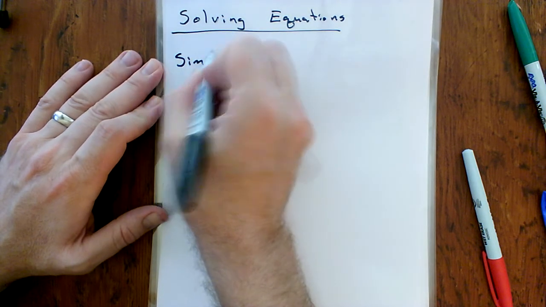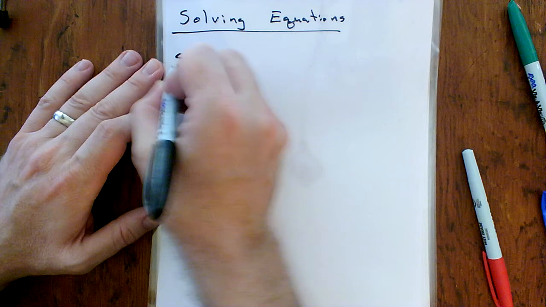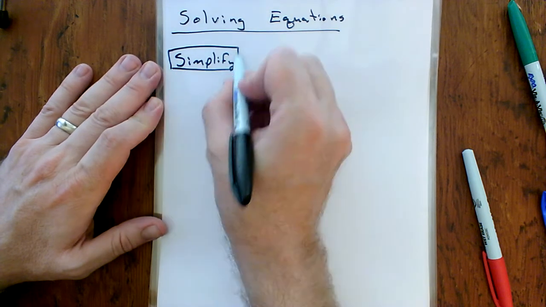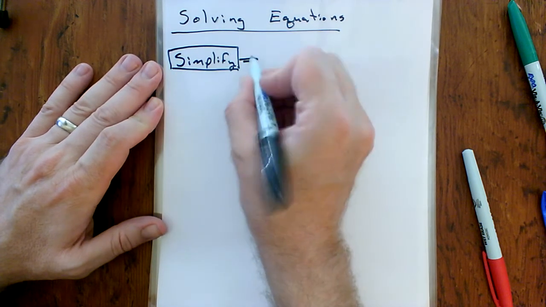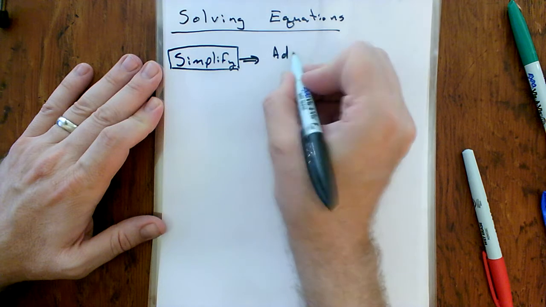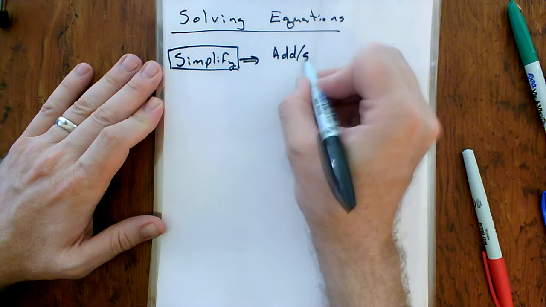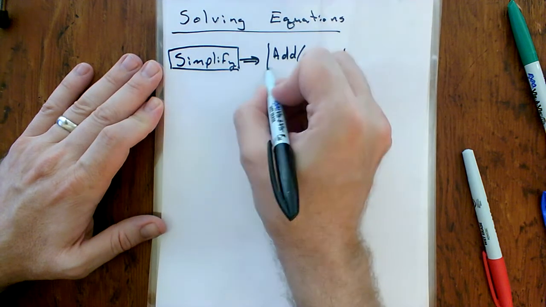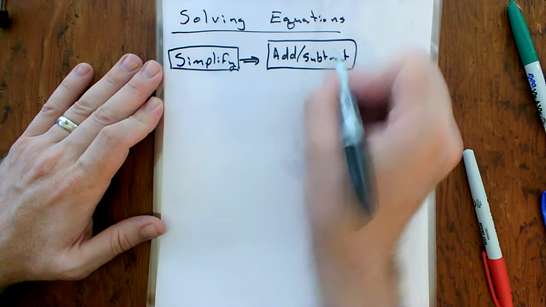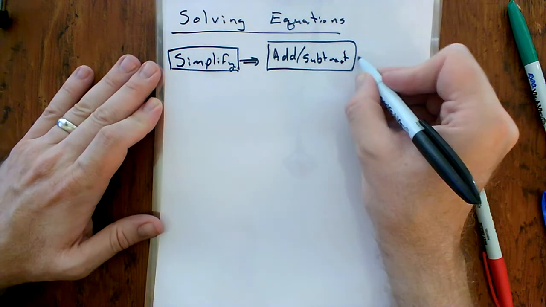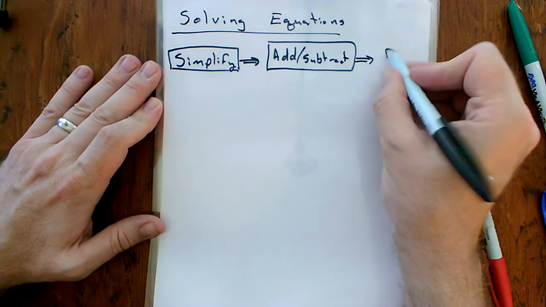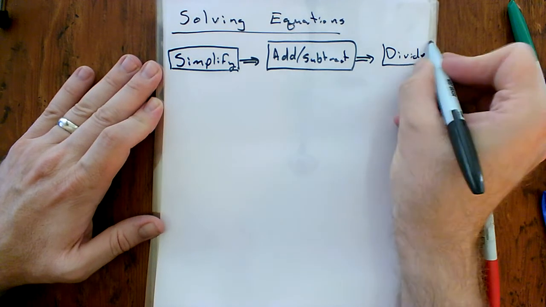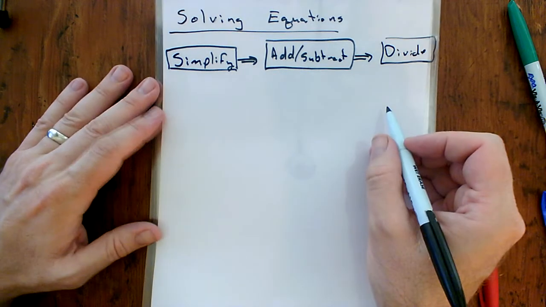Simplify. This is going to simplify each expression on each side. We're going to add or subtract. This is going to isolate our variable expression on one side. And last but not least, we're going to divide. And each of these things, really, we should talk about a little bit more.